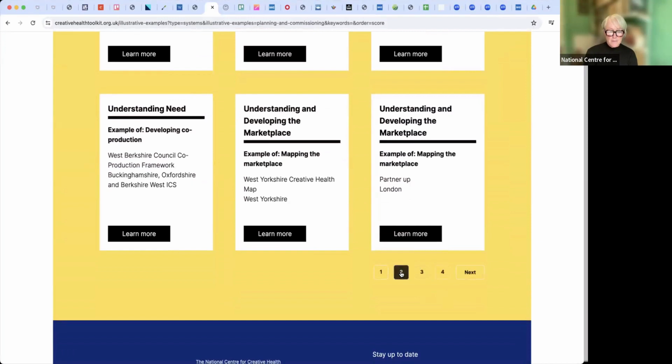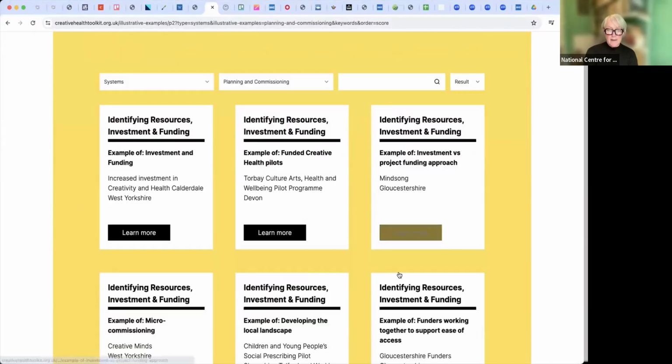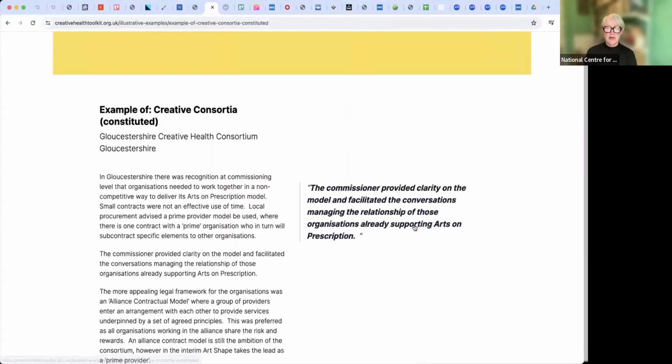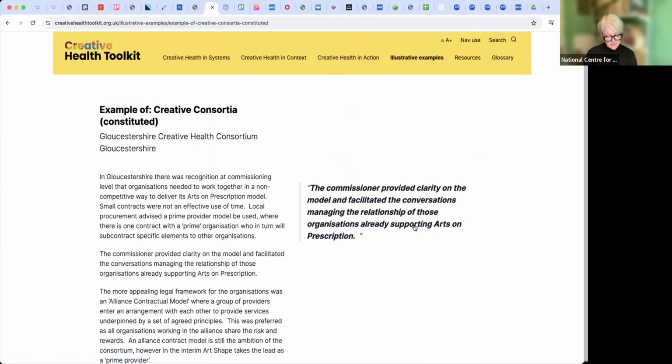again, on the second page, we have workable commissioning, example of creative consortia constituted Gloucestershire Creative Health Consortium, which was supported by the commissioners so that providers could come together to form a consortium in order to deliver arts on prescription.